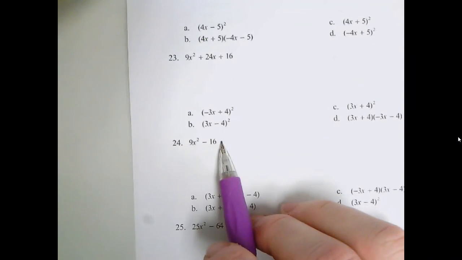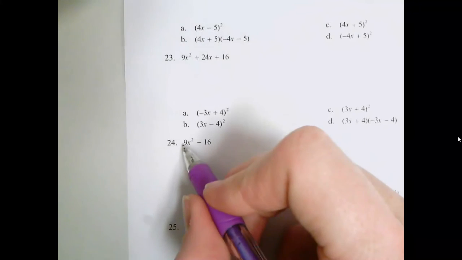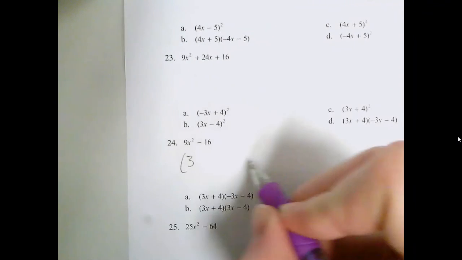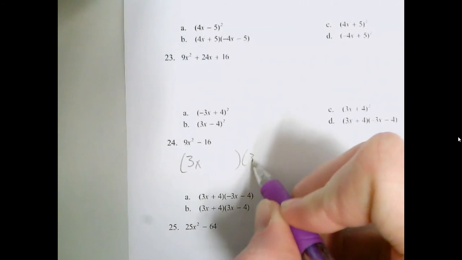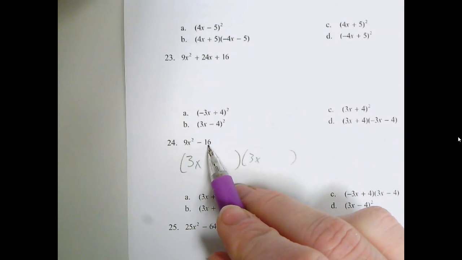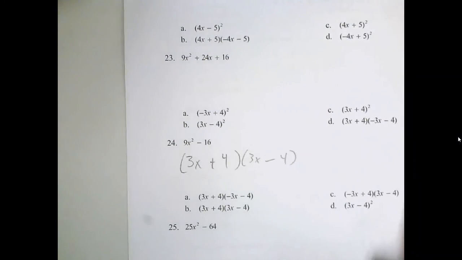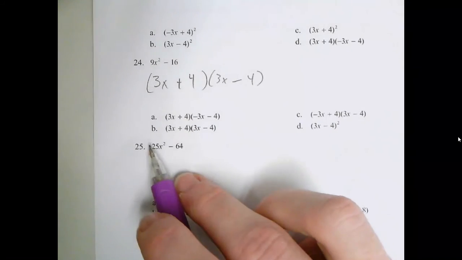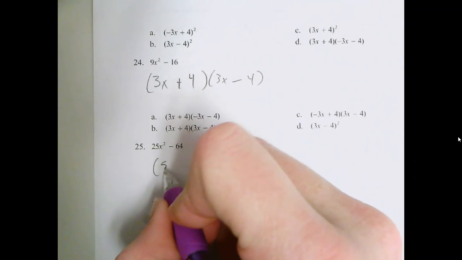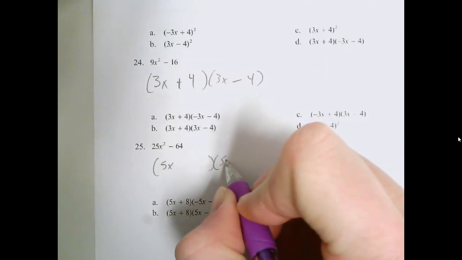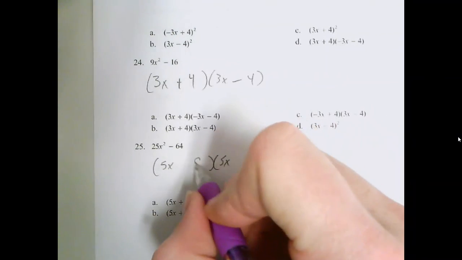It is this type of problem where you have a difference of perfect squares. Take the square root of 9, it's 3. Take the square root of 16, it's 4. One will be plus, one will be minus. I'll do one more of those. Take the square root of 25, you get 5. Take the square root of 64, you get 8.